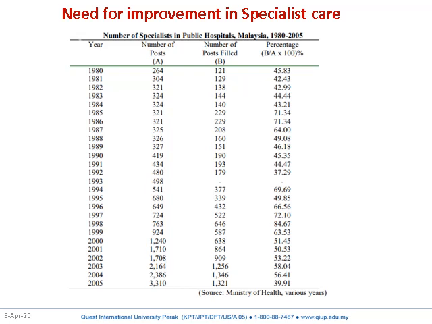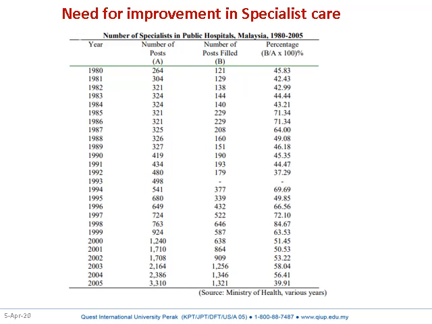Okay. So in 2005, the number of specialist posts in public hospitals was 3,310. The number of posts filled was only 1,321. That means only 39.91 percent of the required posts are filled by specialists.